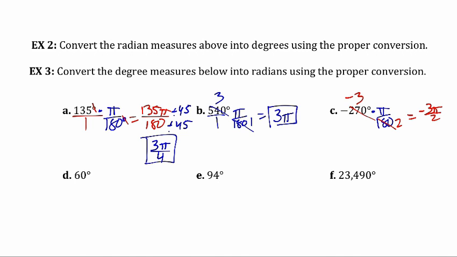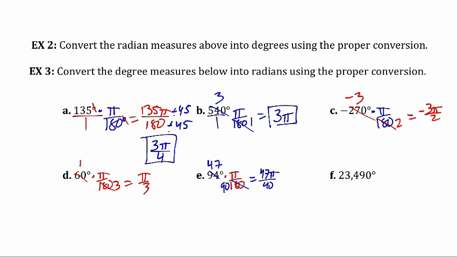60 degrees, that's one we saw a little bit ago, but just going through the process, multiply by pi over 180. 60 and 180 are both divisible by 60, so we get a 1 and a 3, so this ends up just being pi over 3. 94 multiplied by pi over 180. Well, not a whole lot of common factors between 94 and 180, so let's divide both of those by 2. We get 47 and 90. So we have 47 pi over 90.